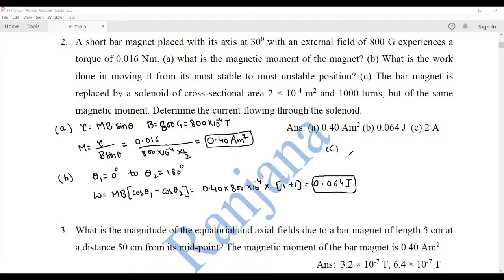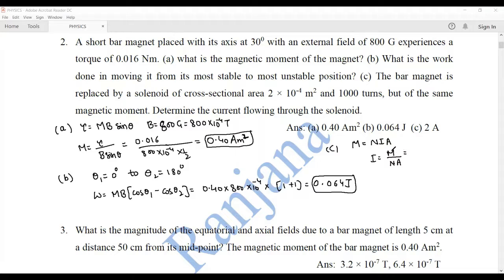C part is, the bar magnet is replaced by a solenoid of cross-sectional area 2 into 10 raised to the power minus 4 meter square and the number of turns are 1000, but of the same magnetic moment. Determine the current flowing through the solenoid. We also know that the magnetic dipole moment is given by NIA, the number of turns into the current into the cross-sectional area. So from here, I is equal to magnetic dipole moment upon N into A.